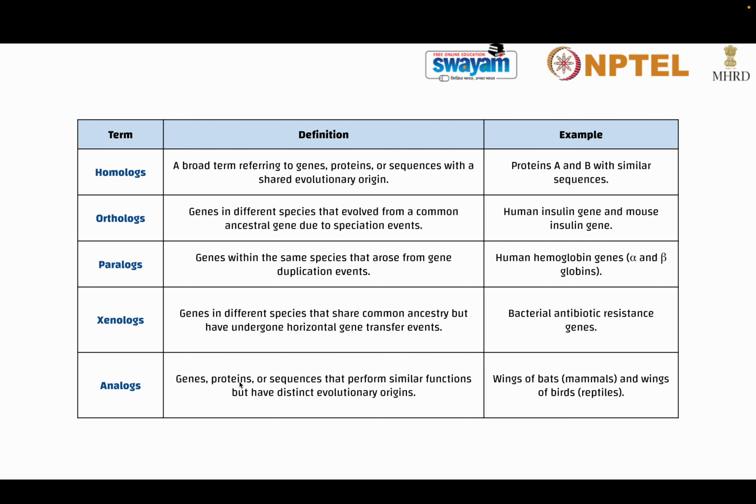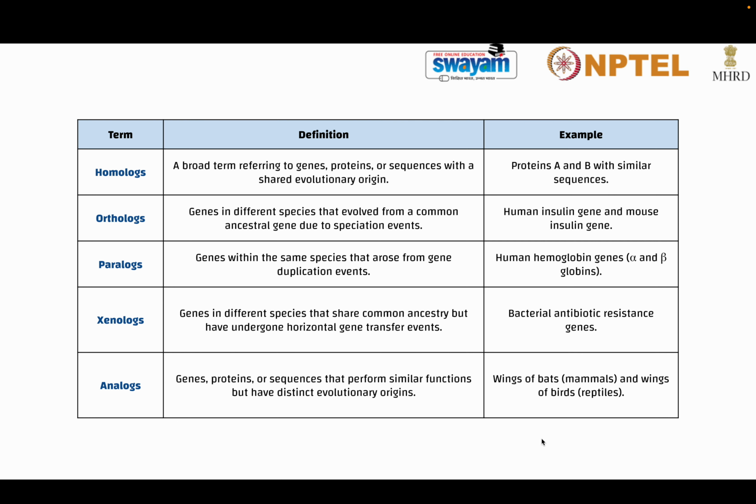Then analogs. Analogs are genes, proteins, or sequences which perform similar functions but have distinct evolutionary origins. Means their ancestors are entirely different, but they perform similar functions. For example, wings of bats and wings of birds. Their ancestors are different: one is a mammal, the other a reptile. But their wings perform a similar function, which helps them fly. So it appears that they have a common origin, but it is not true. They have different origins, but still appear to have similar functions. So they are converging to some function.